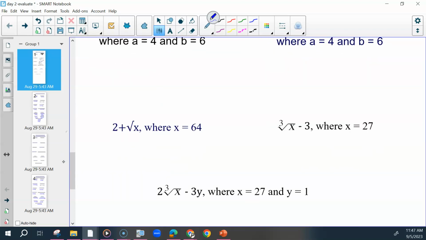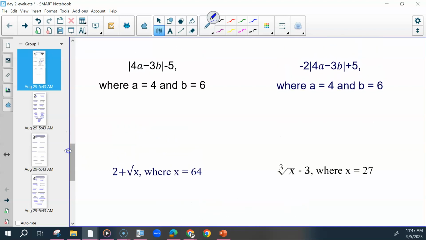We're going to do this one. Alright, this one. Same as before, but now we have two variables. Same process. The -2 times the absolute value of 4. We're going to put both of these in. The 4 for A and the 6 for B.